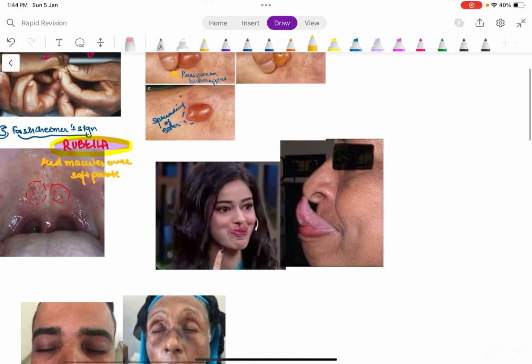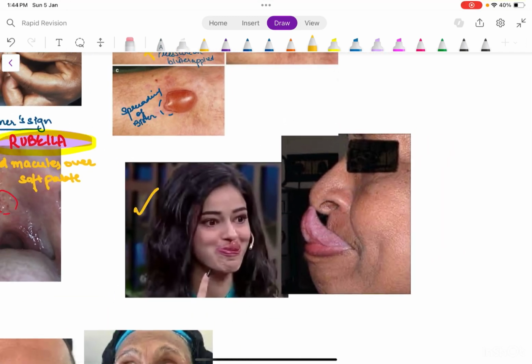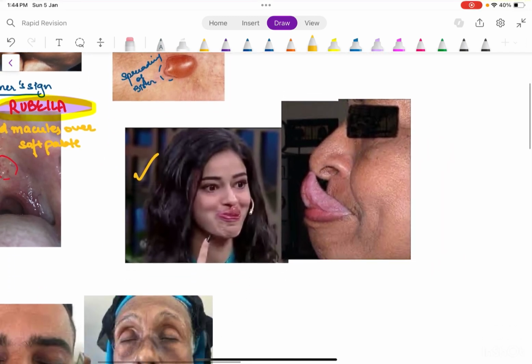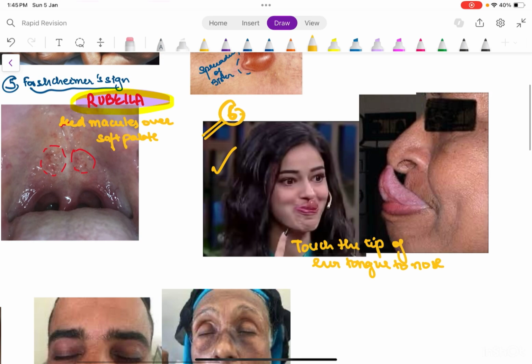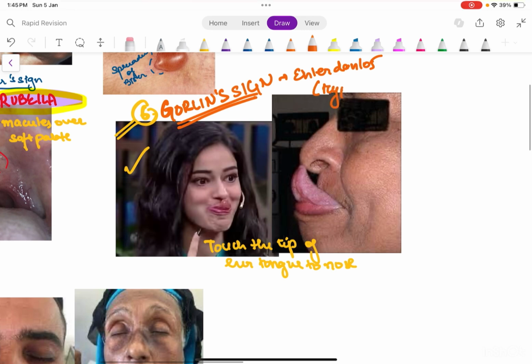Okay, now coming on to this sign, in this I added a photo of Anna Vande in which she showed that she can touch the tip of her tongue to her nose. So this is the characteristic of Gorlin's sign, and it is seen in Ehlers-Danlos or hyperextensibility disorder.